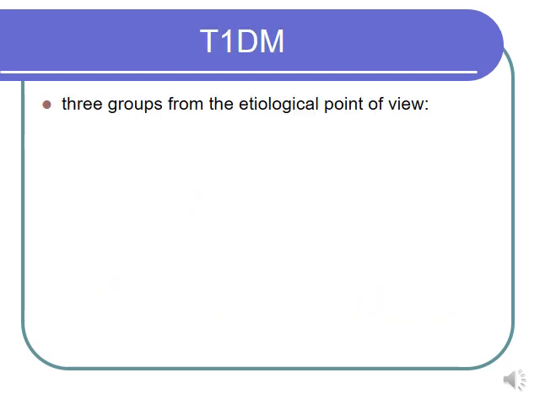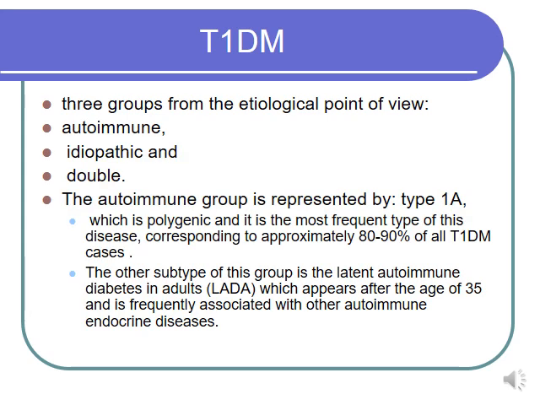So there are three groups from the etiological point of view: autoimmune, idiopathic, and double. The autoimmune group is represented by type 1A, which is polygenic and is the most frequent type of this disease, corresponding to approximately 80 to 90% of all type 1 diabetes mellitus cases. The other subtype of this group is LADA, that is latent autoimmune diabetes in adults, which appears after the age of 35 and is frequently associated with other autoimmune endocrine diseases.